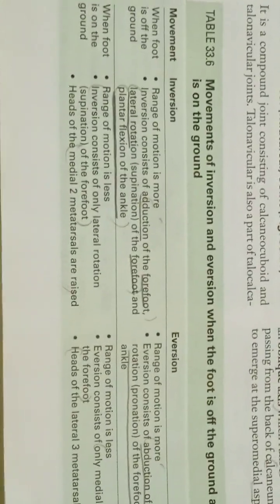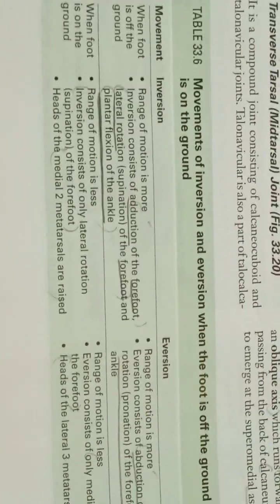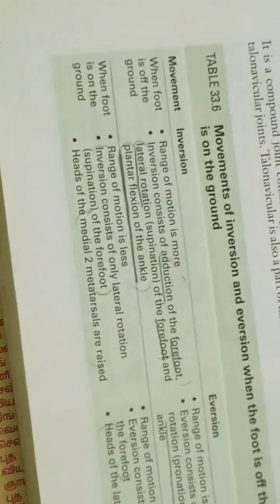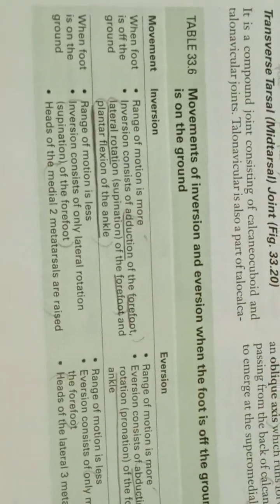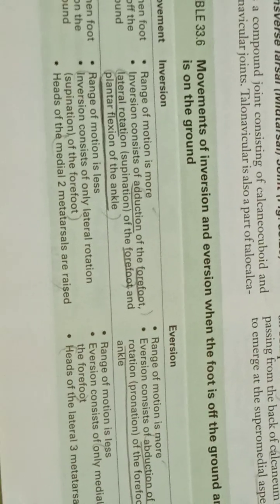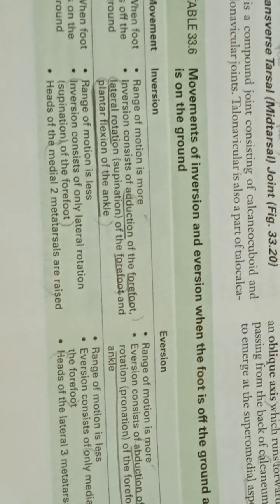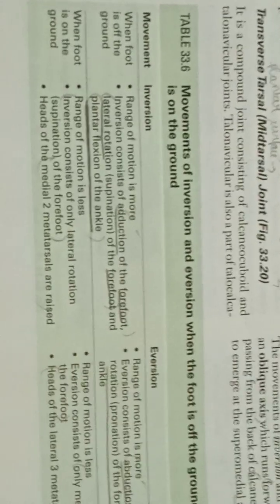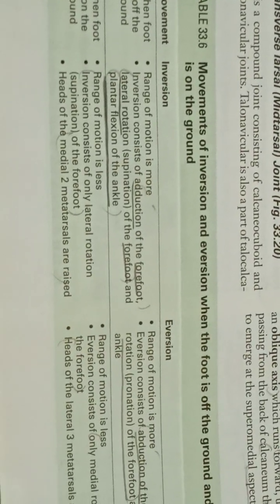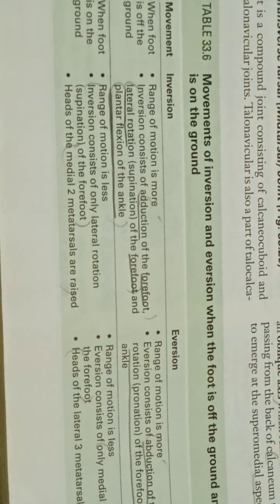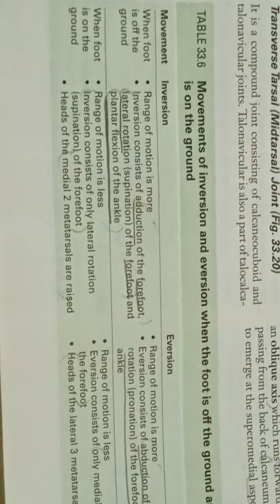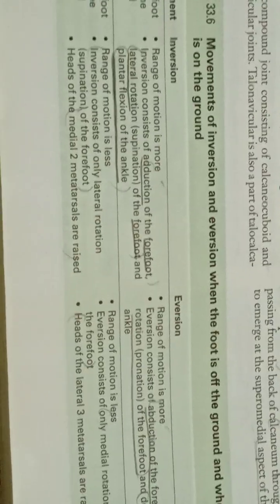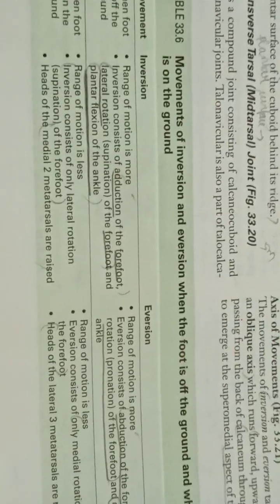Inversion is nothing but a range of motion. It will be more in inversion. Why? Because the range of motion in case of inversion is 30 degrees. That is why range of motion is more in inversion. Inversion consists of adduction of the forefoot, lateral rotation of the forefoot, and plantar flexion of the ankle. So these three movements are involved in inversion, and if such movements are involved, we say that it is inversion.